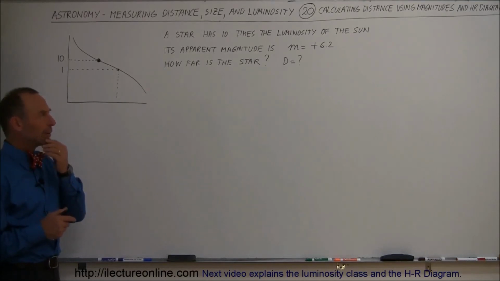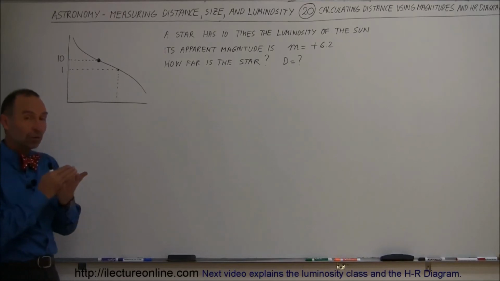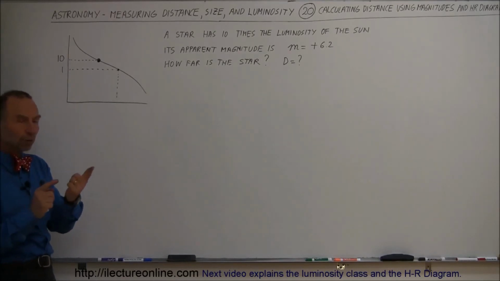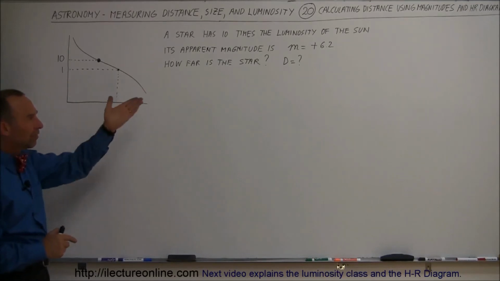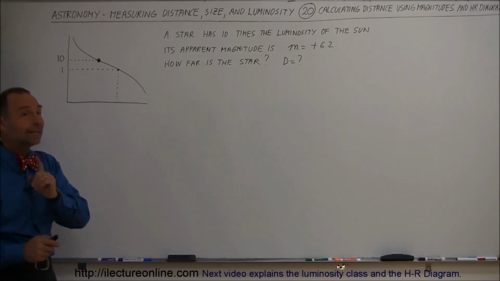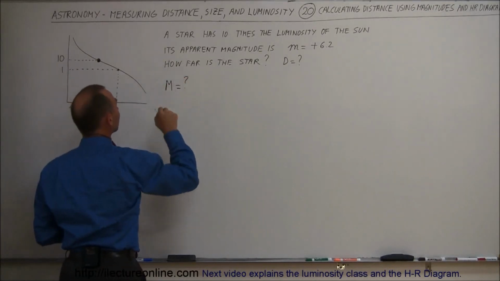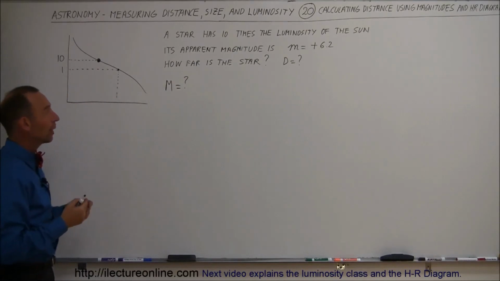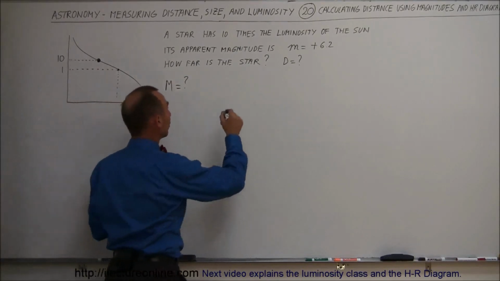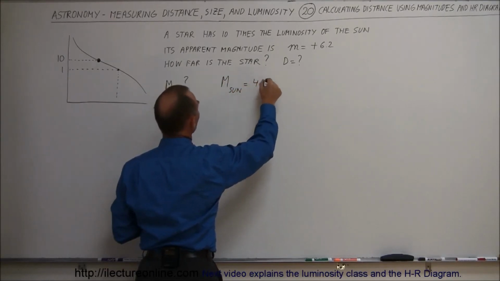So at first you go, wow, that's kind of different. How do I do that? And then you go back to the basics and say, for me to determine the distance of stars, I need to know both the apparent magnitude and the absolute magnitude. Since I was given the apparent magnitude, I first have to find the absolute magnitude. So what is the absolute magnitude? Well, since it's compared to the sun, we know that the absolute magnitude of the sun is equal to 4.83.